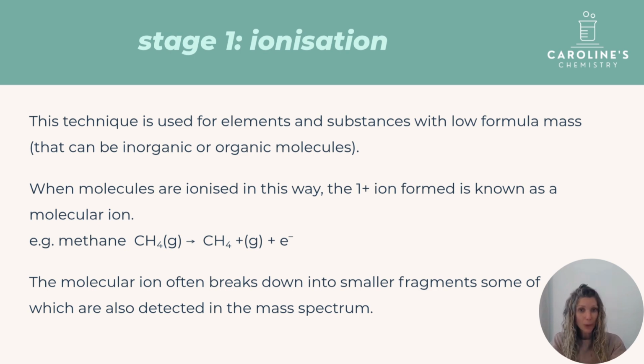When we ionise in this way, via electron impact, then what we are producing, that 1+ ion, is known as something called the molecular ion. The molecular ion can also sometimes break down into smaller fragments. So it means in a second when we look at a mass spectrum, you will have a peak where the molecular ion is, and then it's possible that you have smaller peaks further along, and those might be the fragments of that molecular ion.